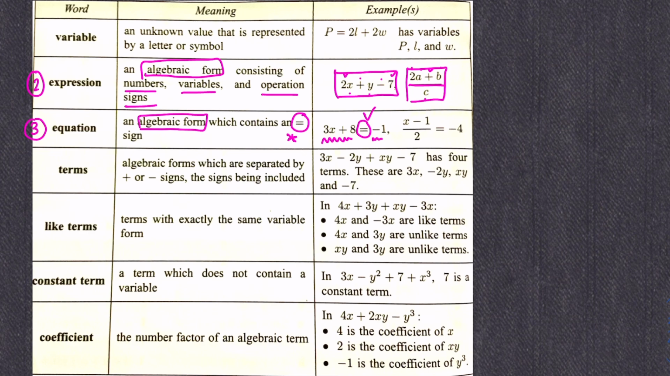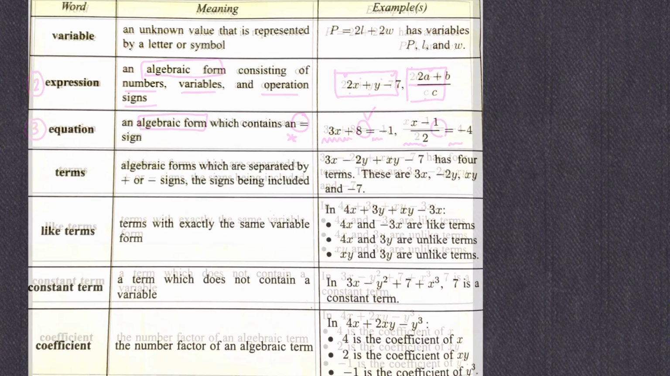Another example is x minus 1 over 2 equals -4. So once again, because this is an equation, you'll have the equal sign, and you'll have something on the left-hand side and the right-hand side.